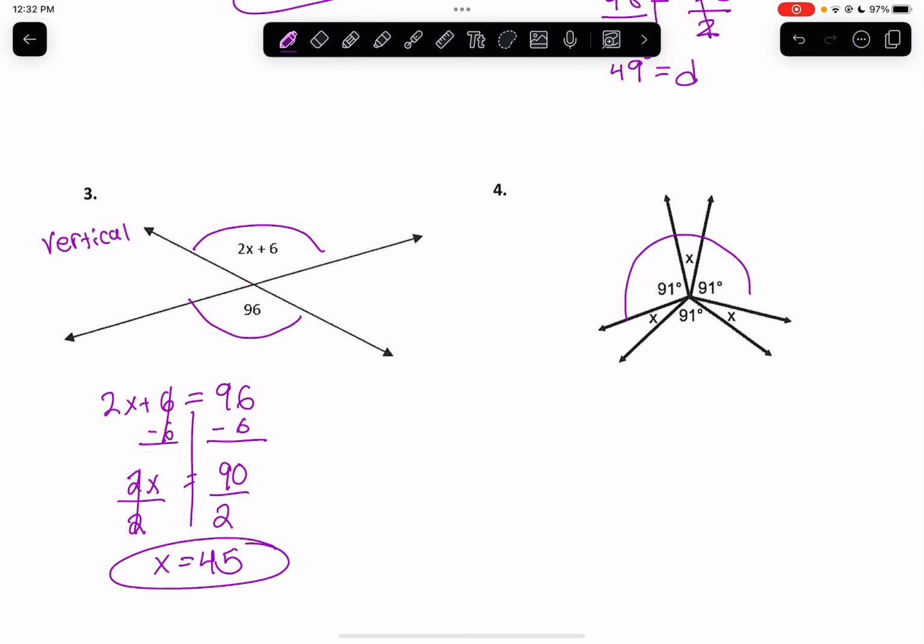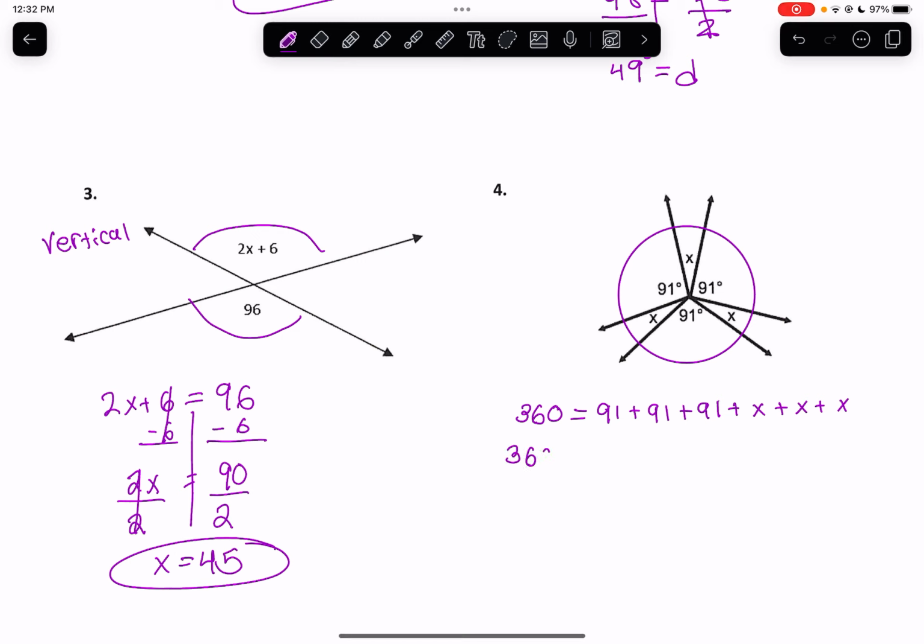Here we have angles surrounding a point, so they form a circle. So I know that I'm going to have to add up to 360 degrees. So 360 is equal to 91 plus 91 plus 91 plus x plus x plus x. So that is 273 plus 3x.